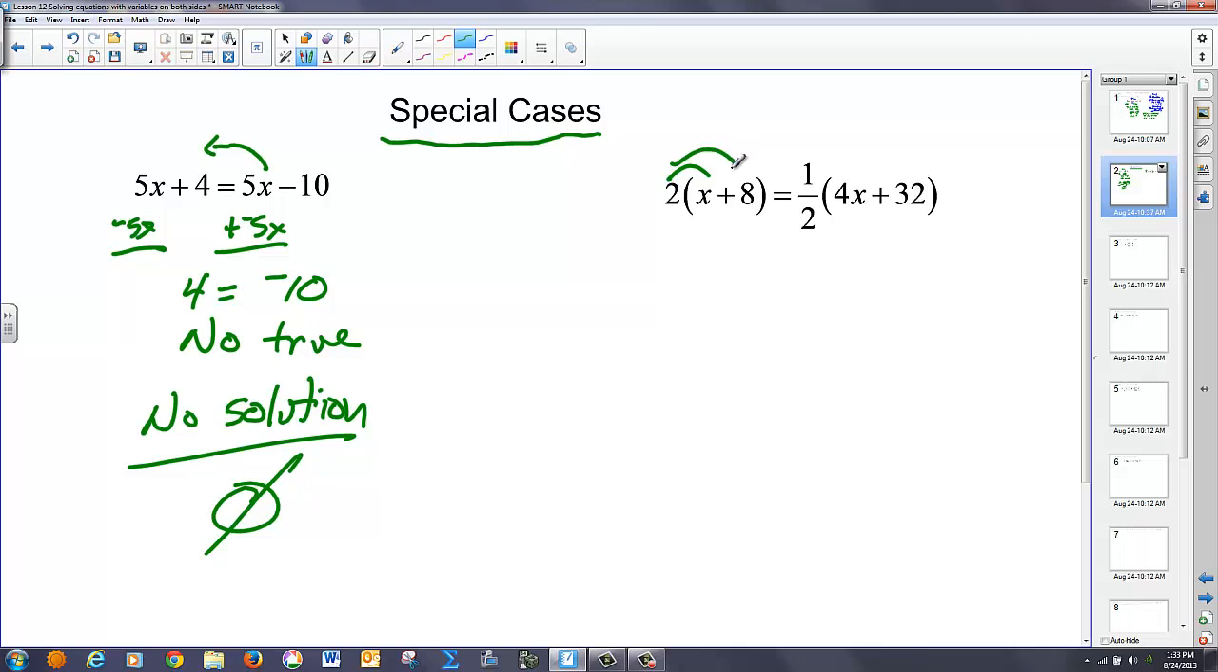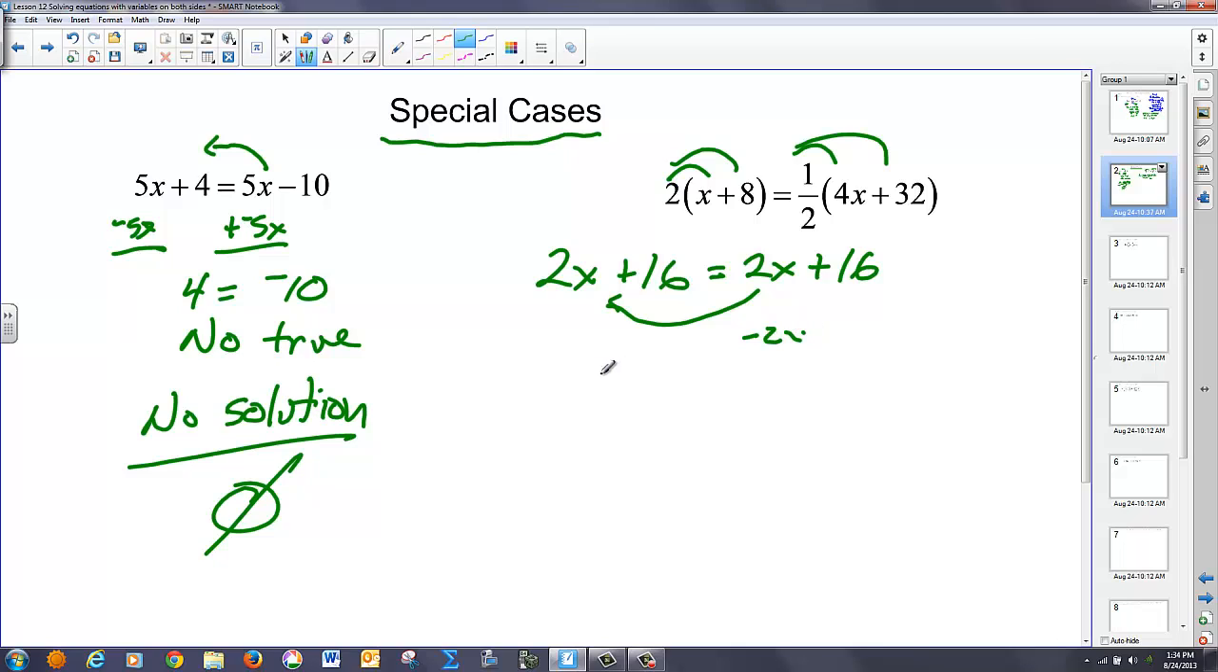I'm going to distribute first both of these. So I have 2x plus 16 is equal to 2x plus 16. Now if you were to get the variables on one side again, I could subtract 2x from both sides, and 2x minus 2x is 0, so 16 equals 16.